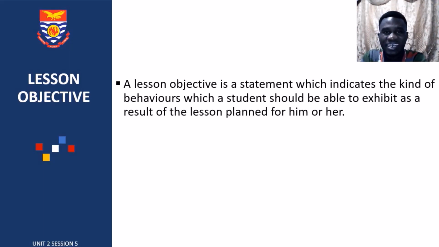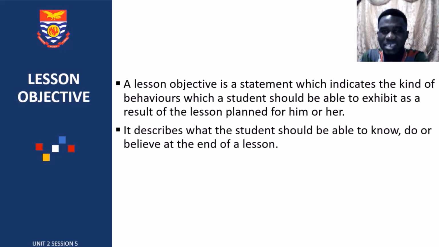So, what is a lesson objective? I know students are thinking that it gives us what the learners should be able to do, and that is good. So let's take a lesson objective. It is a statement which indicates the kind of behaviors which a student should be able to exhibit as a result of the lesson that you as a teacher will plan for the student. And it describes what the student should be able to know, what the student should be able to do or believe at the end of a lesson.